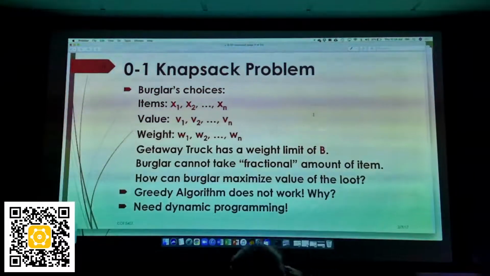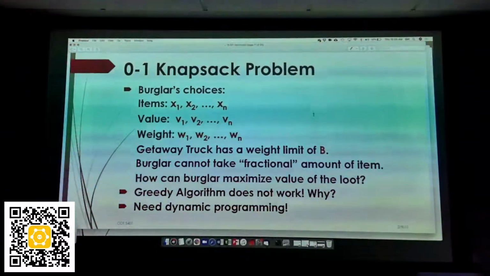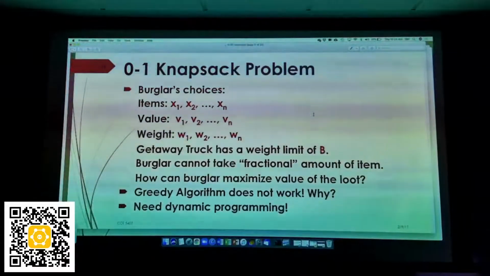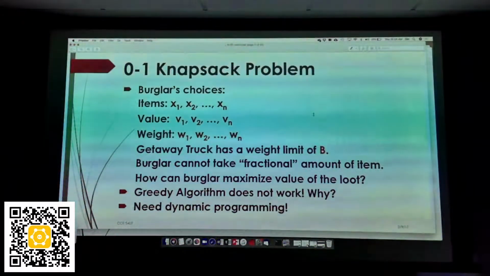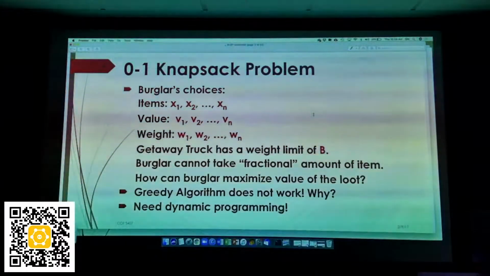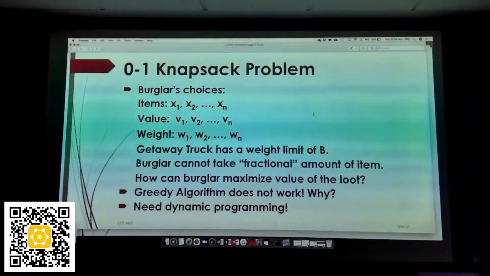So in the remaining few minutes or so, I'm going to try and sketch out the approach. What we're going to do is look at the last item. Now, there are only two possibilities. Either the burglar decides to put it on the truck or not.